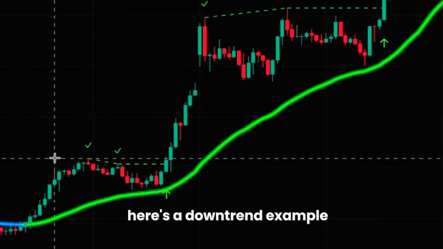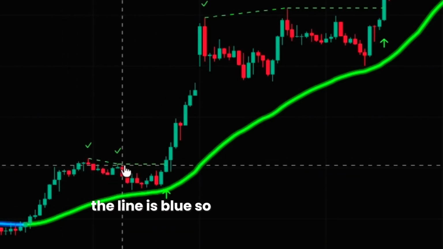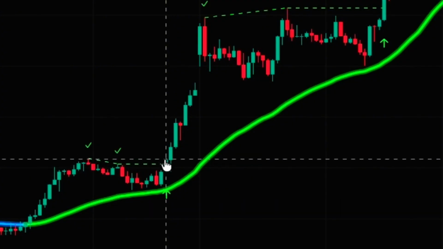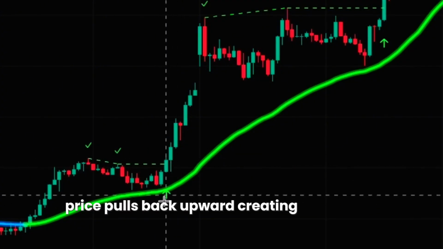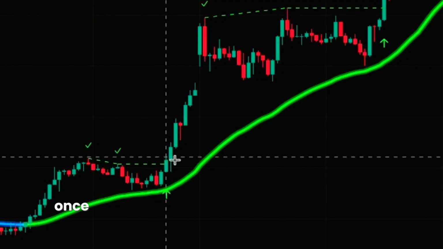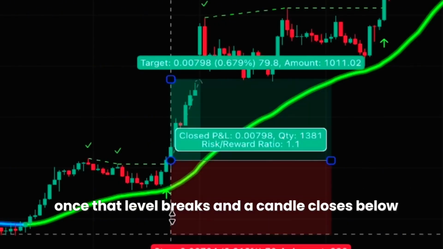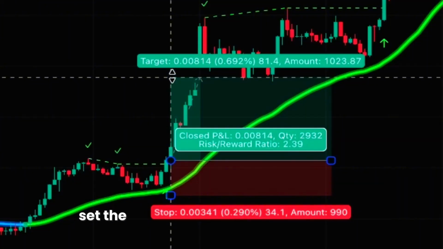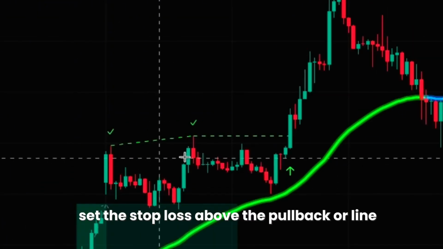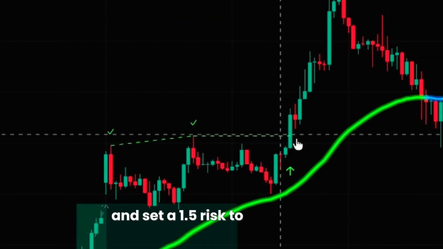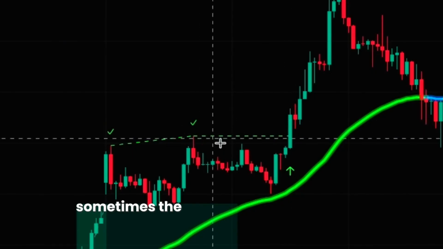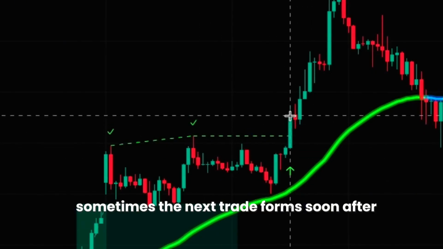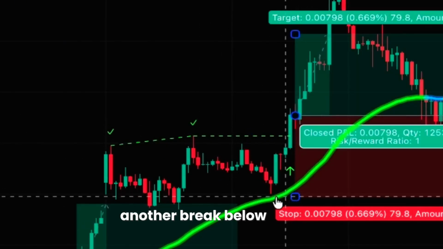Here's a downtrend example. The line is blue, so we look for downside opportunities. Price pulls back upward, creating a short-term swing low. Once that level breaks and a candle closes below it, the indicator marks the signal. You could open a short trade, set the stop loss above the pullback or line, and set a 1.5 risk-to-reward target. Sometimes the next trade forms soon after. Another pullback, another break below structure.